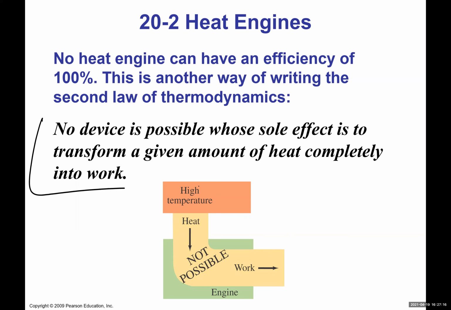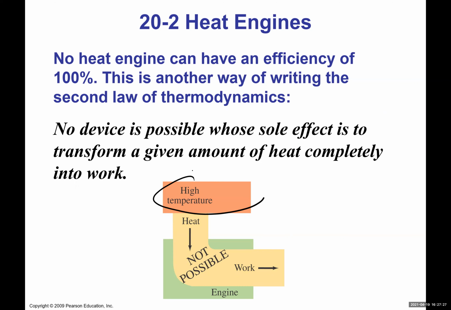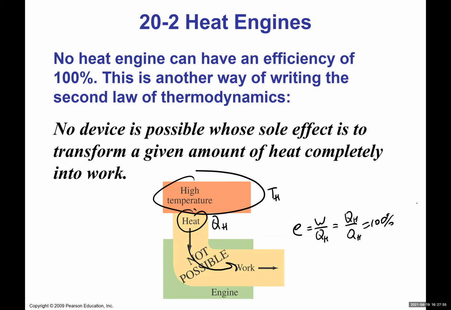This statement says that no device is possible whose sole effect is to transform a given amount of heat completely into work. You have a hot reservoir at temperature TH, and you get heat QH, and we cannot take that QH and convert it all into useful work. If E equals W over QH, and all the heat is converted, you have QH over QH, which is 1, and multiplied by 100% you get 100% efficiency. That means QH equals W. But according to the second law of thermodynamics, no such engine exists.